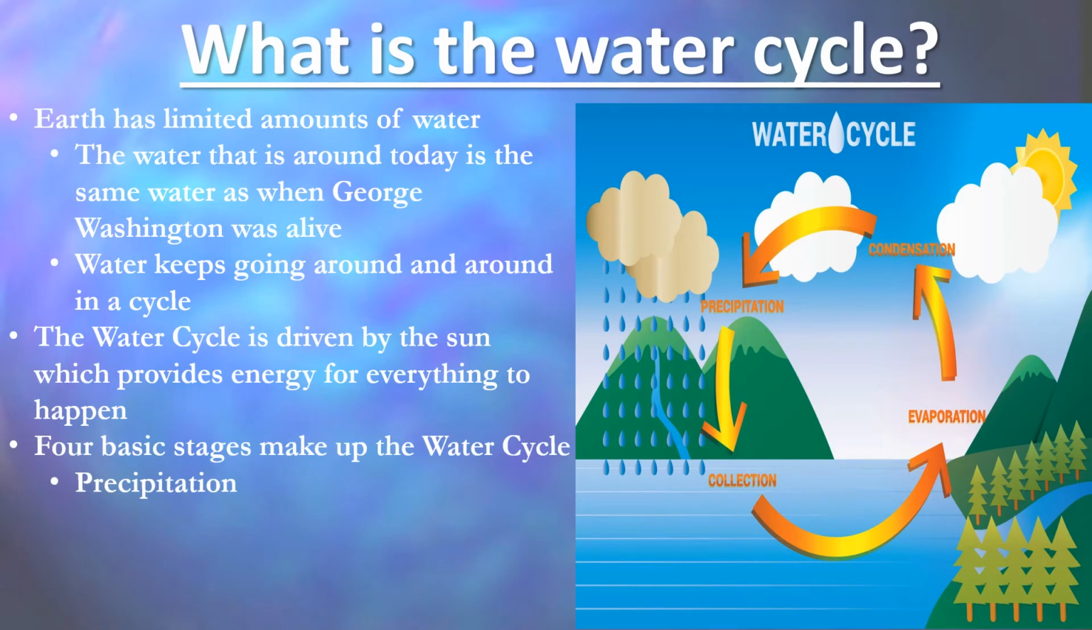There are 4 basic stages that make up the water cycle. Precipitation, usually in the form of rain, sleet, snow. Collection, evaporation back up into the clouds, and condensation, where it collects in the clouds.